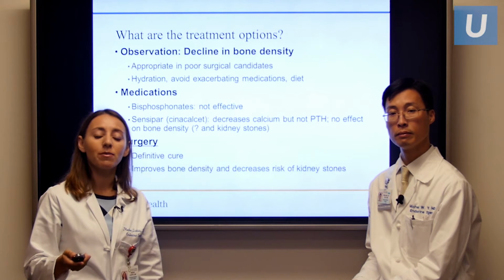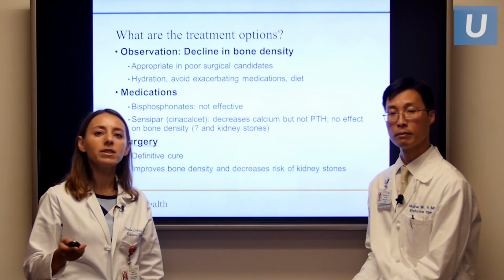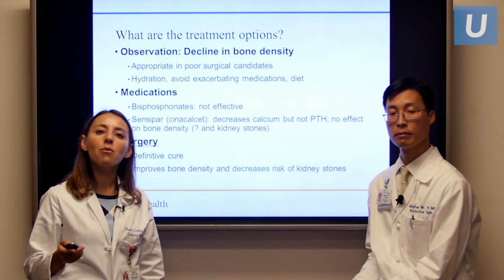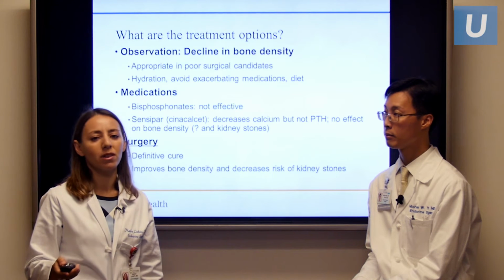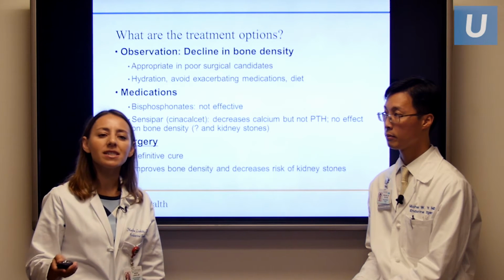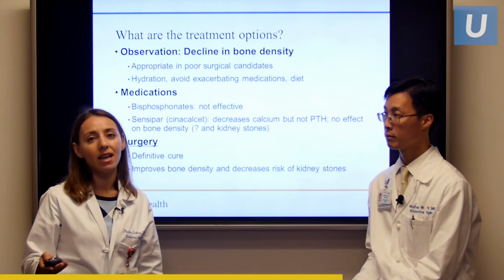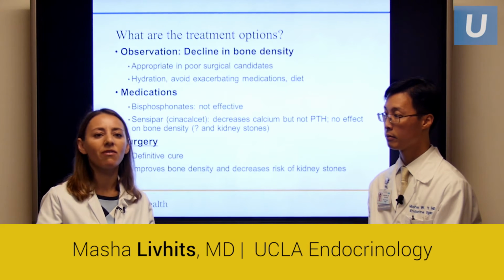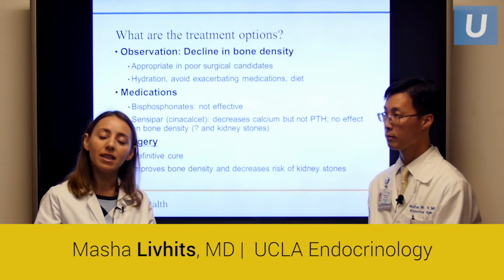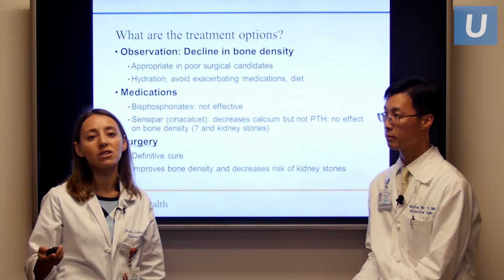So the next one is something called Sensipar. Sensipar will decrease your calcium level, but it won't affect your parathyroid hormone level. So what that means is it actually does not have an effect on bone density. So it may lower your calcium and provide some reassurance on your laboratory tests, but your bone density will be actually the same. You'll still have the same risk of fracture.